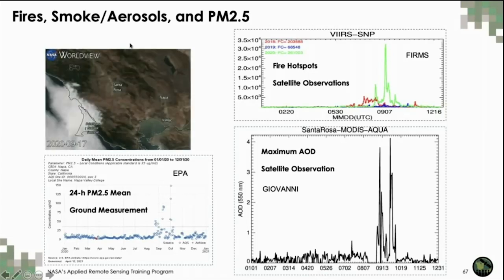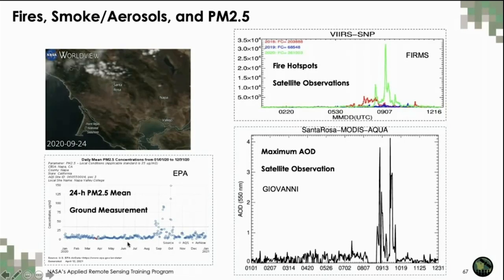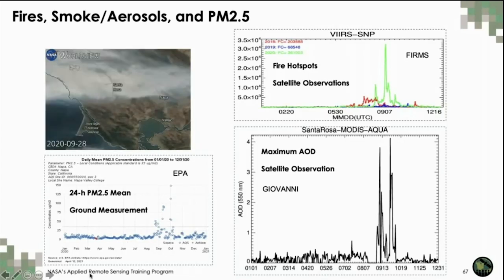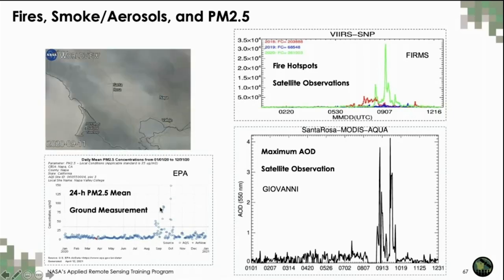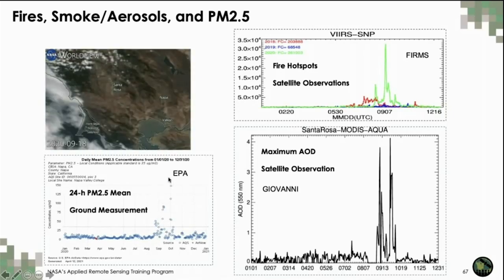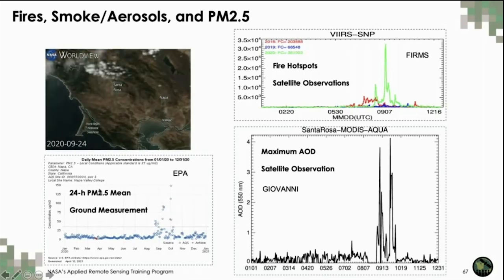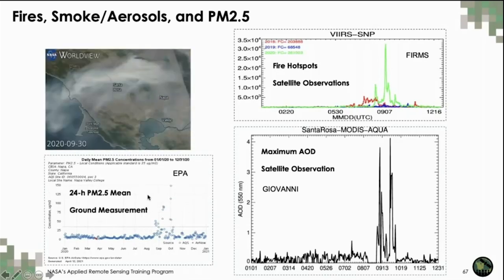So if you take the EPA measurement of PM2.5, this is the 24-hour mean PM2.5 ground measurement taken at one of the stations here in Napa County, then you will see that during September, the values of PM2.5 were pretty high, up to 150 micrograms per cubic meter.